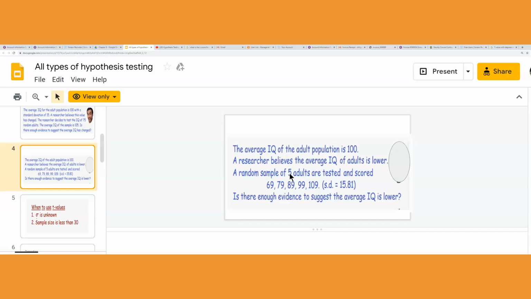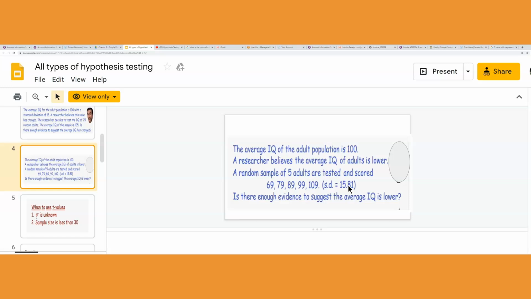Well, that already indicates there is a problem with the normal distribution, but we still have to make sure that we don't have the population standard deviation in order to get the normal distribution. So 5 so far is less than 30, and they're not giving us anything about the standard deviation for the population. They give us the standard deviation for the sample, which is 15.87. The values given are 69, 79, 89, 99, 109. And we want to see if we can reject or retain the null hypothesis.